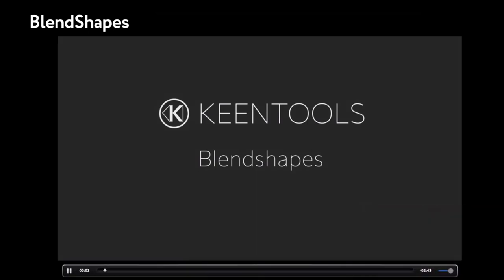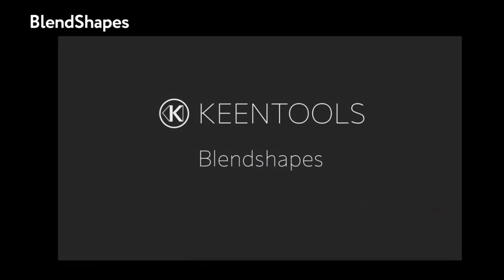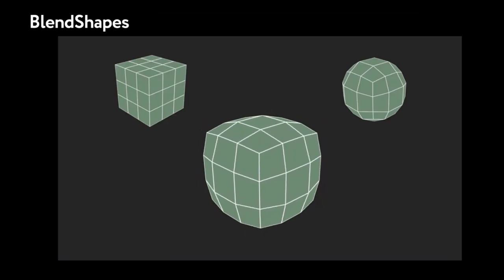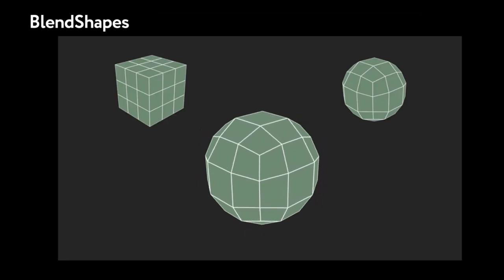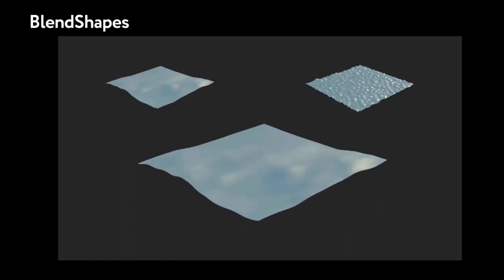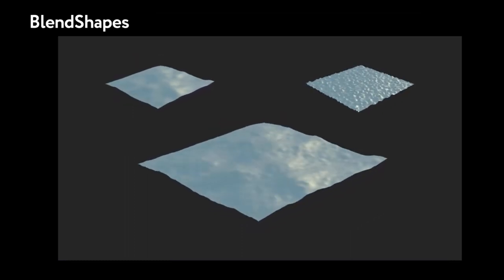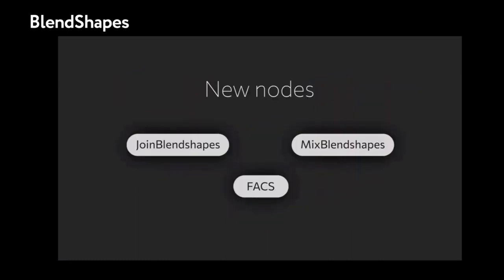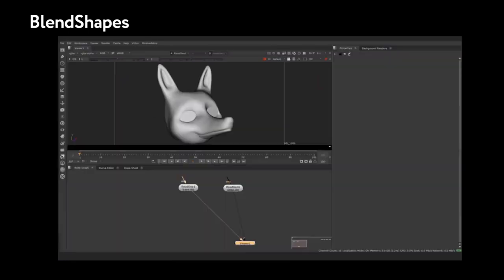Hi, we're happy to introduce the new blend shapes pipeline in Nuke. Blend shapes provide a way to morph one geometry to another as long as they have the same topology. You can also mix two or more animated geometries into one. So here are our three new nodes that can improve your workflow, bringing blend shapes to Nuke: JoinBlendShapes, MixBlendShapes, and FACS. Let's see how they work.